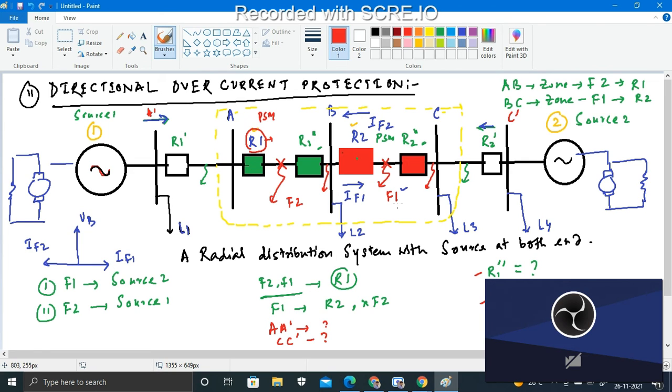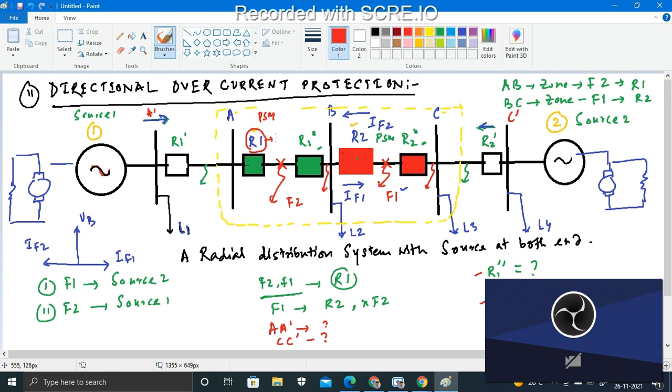Depending upon that, we consider both the magnitude of the currents, IF1 and IF2, as well as the phase angle of this current. This will be the voltage, and the phase angle between IF2 and IF1 will be considered. So we use both the magnitude of the current and the phase angle information for the decision making of relays R1 and R2.